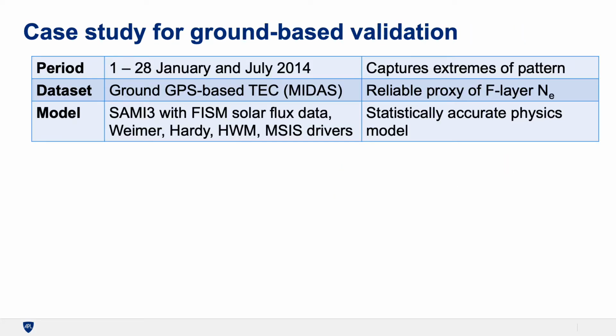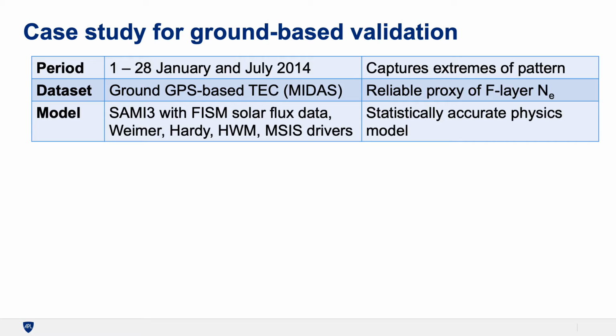So as a case study, for ground-based validation, we've selected 1 to 28 January and July 2014 so that we can capture the extremes of the pattern in the most recent solar maximum. As a data set, we'll use the ground-based GPS TEC from the MIDAS algorithm that was shown earlier. And we're using TEC because it's a reliable proxy of the F-layer electron density. The model is SAMI3, and we're using the FISM solar flux data, the Weimer potential, the Hardy precipitation, the HWM winds, and the MSIS neutral composition.